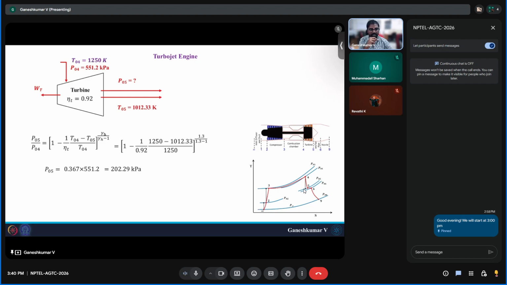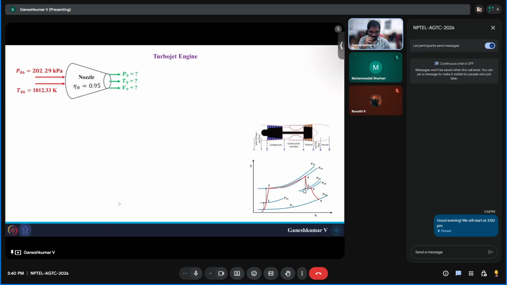So the next component is tailpipe or jet pipe, whatever you call it. But here it does not have any losses. So P05 and P06, and T05 and T06, are going to be the same: 202.29 kilopascal and 1012.33 Kelvin. Okay. Now the next component, the final component here, is the nozzle, and the nozzle has some efficiency.